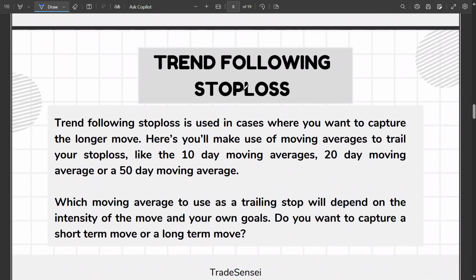So the second method is the trend following stop loss. This is more like a trailing stop loss.